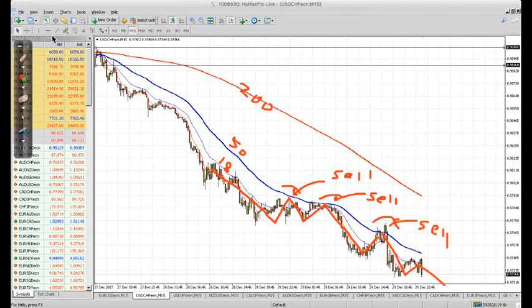Alright, so we've talked about support and resistance. We've talked about moving averages. Now let me talk about the next very important technical concept, which is aligning multiple time frames.